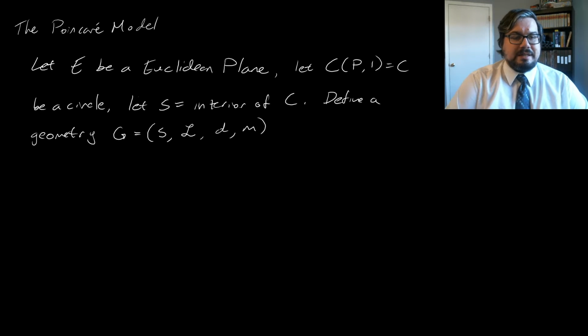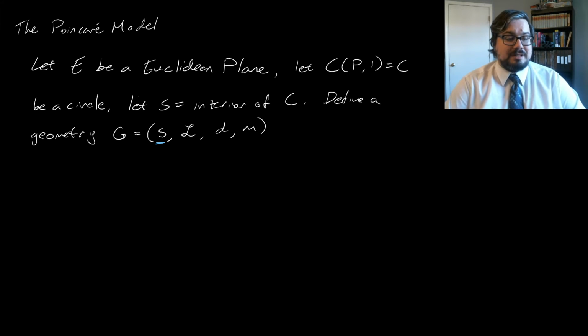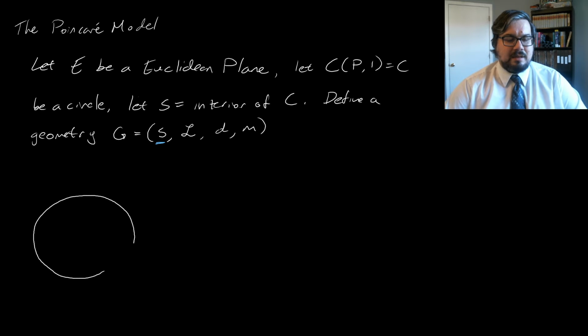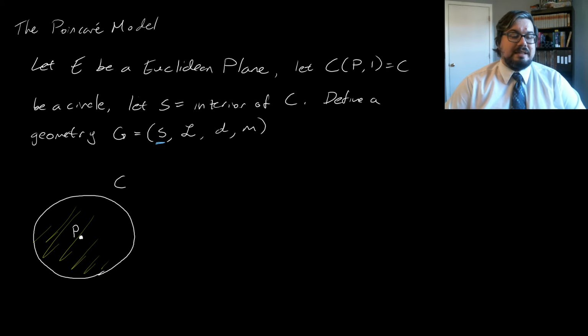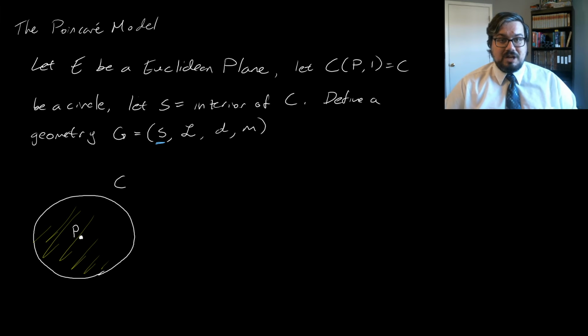Now, the first one, the set of points, as I already mentioned, is just the set of points inside the circle C. So we've got the circle C, we've got the center here. We're taking a circle with radius 1, and so the inside of this circle is the set of points in our geometry. Notice we're only considering the points in the interior, not on the circle itself. So the geometry G that we're considering here doesn't actually include the points on the circle.